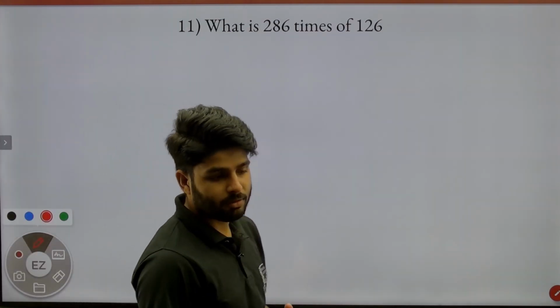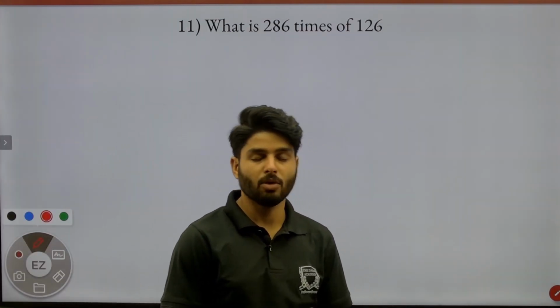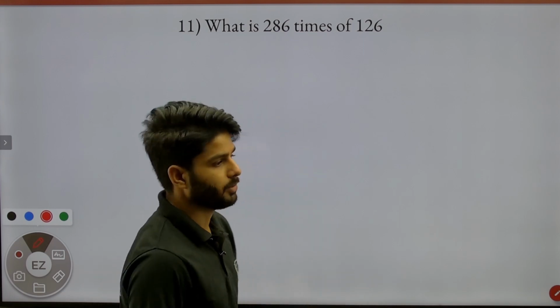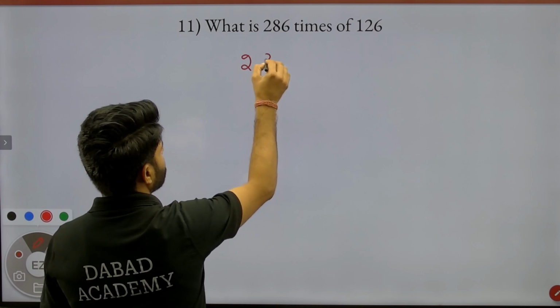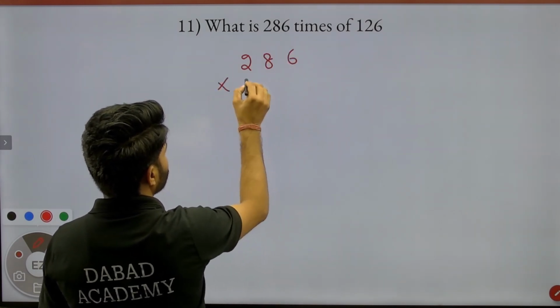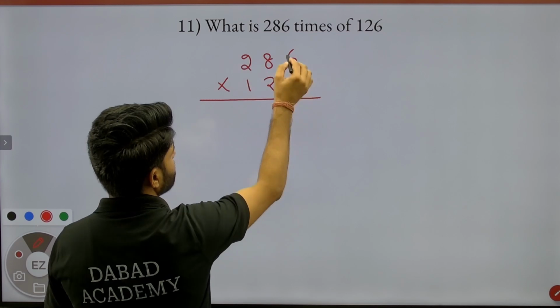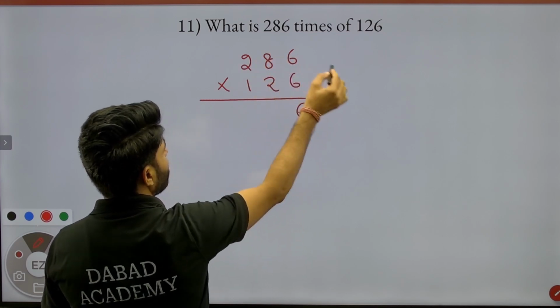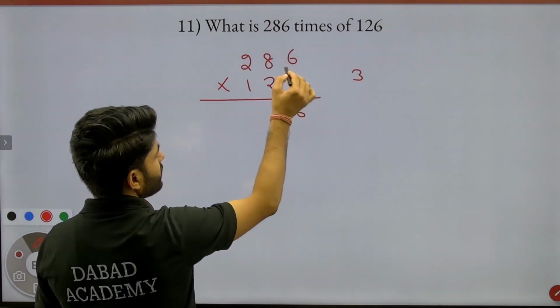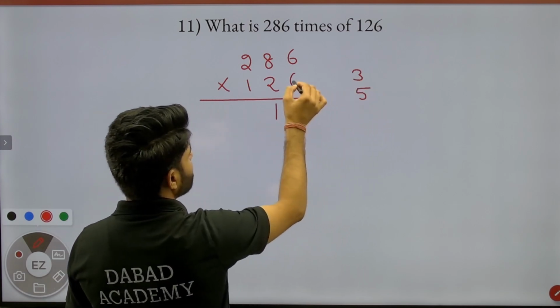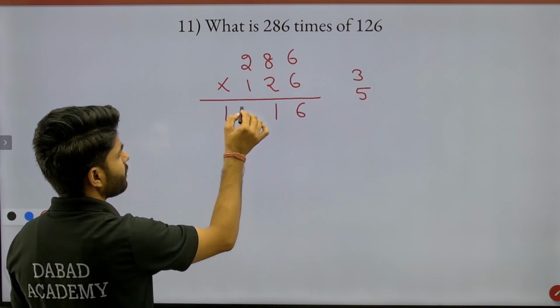Here is the next question: what is 286 times of 126? So we have to multiply it. 286 multiply 126. First we have to multiply 6 by each digit. 6 into 6 is 36. We have carry 3. 6 8s are 48, plus carry 3 is 51. So now we have carry 5. 6 2s are 12 plus 5 is 17.